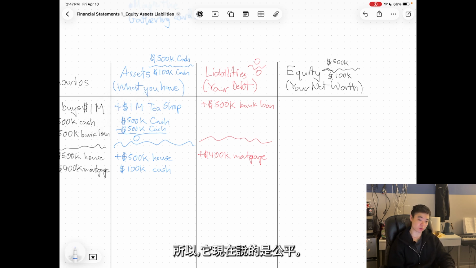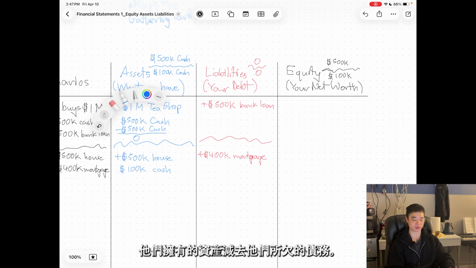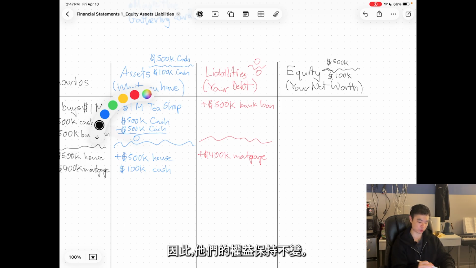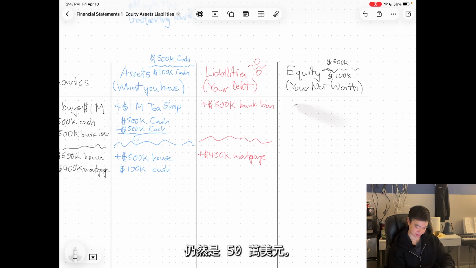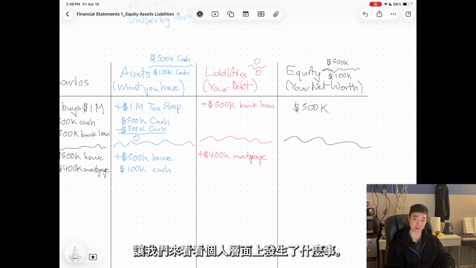And so what is its equity now? Well, its equity is assets minus liabilities, what they have minus what they owe. And so their equity stays the same. It's still $500,000. Let's look at what happens on a personal level.